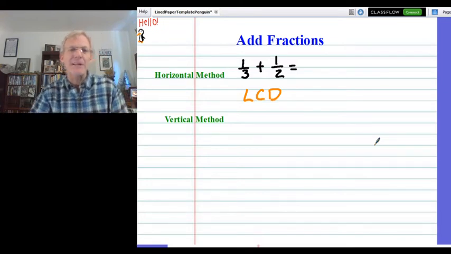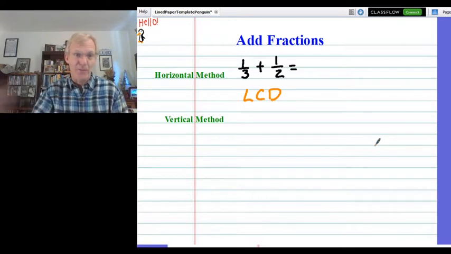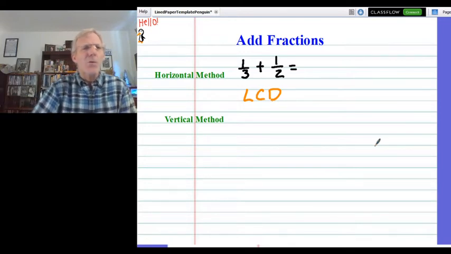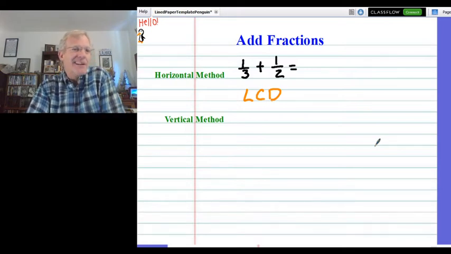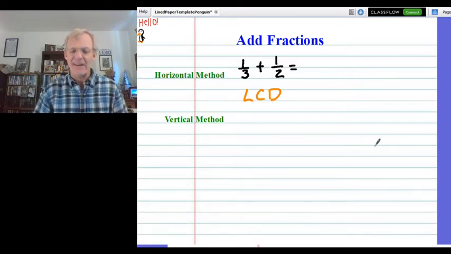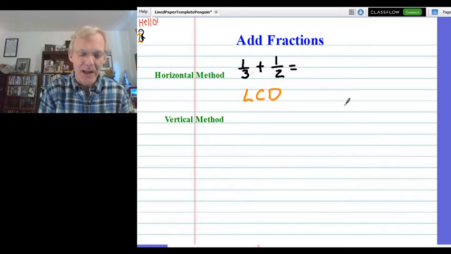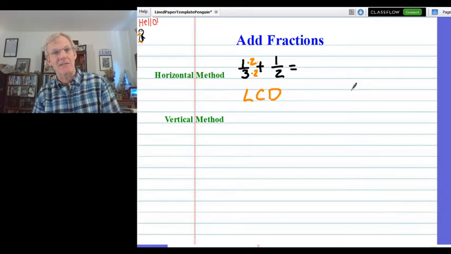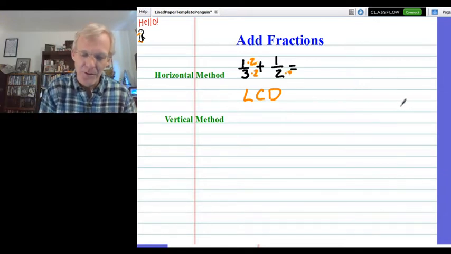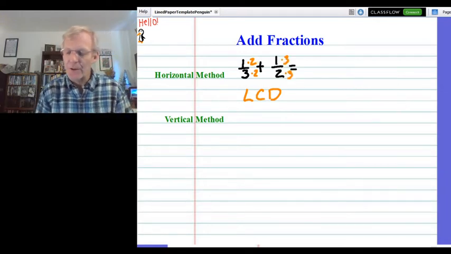So 3 and 2, the denominators, the bottom number of a fraction, right? What's the number that they both divide into nicely? You're probably easily getting that one. Yeah, it's 6. So what do we multiply 3 by to get a 6? Yeah, we multiply it by a 2. So we're going to get that. Now, what do we multiply 2 by to get a 6? Right, a 3. We multiply by 3. And what do we get now?